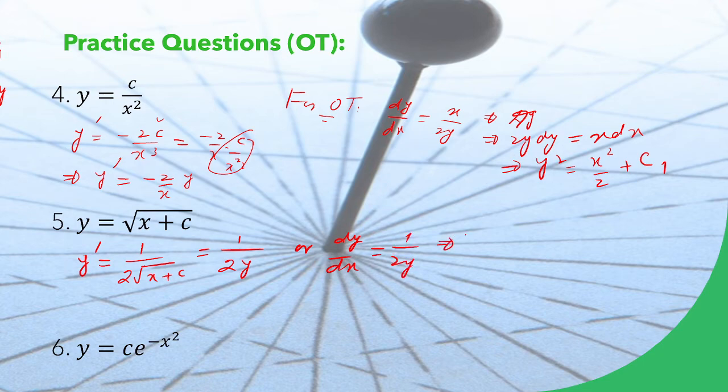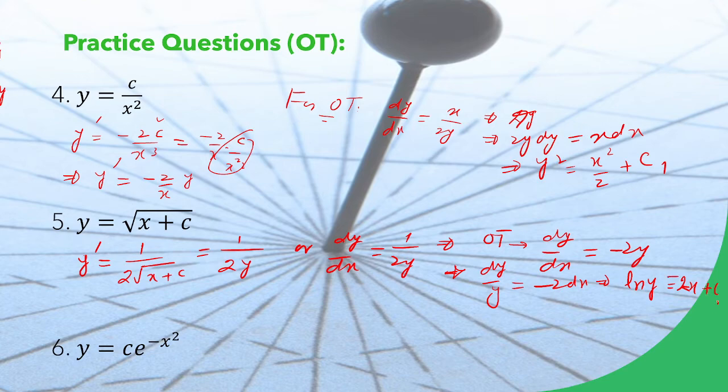And then for orthogonal trajectories, we will be taking dy by dx that is equal to minus 2y, just taking the negative reciprocal of it, okay? And then we solve this new differential equation. It's dy by y that is equal to minus 2 dx, which implies log of y is equal to minus 2x plus again another constant c1.